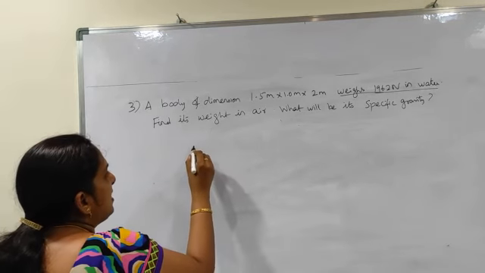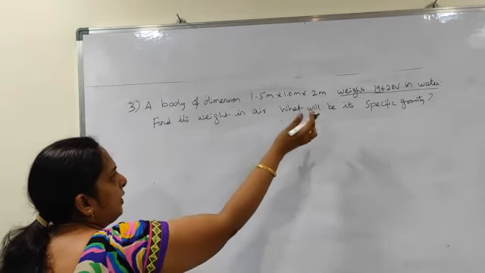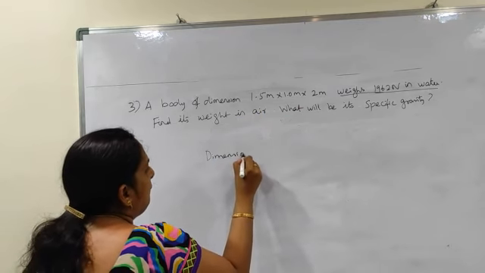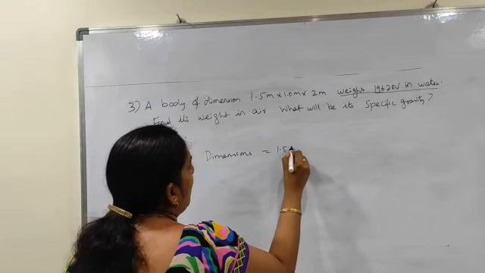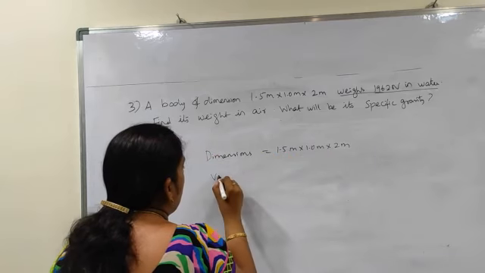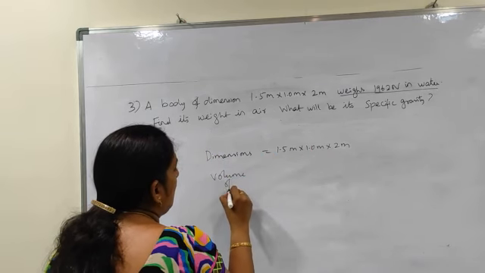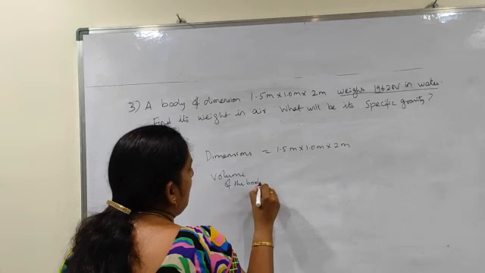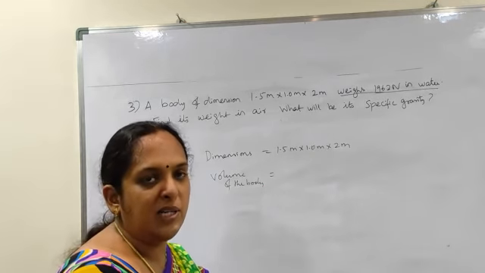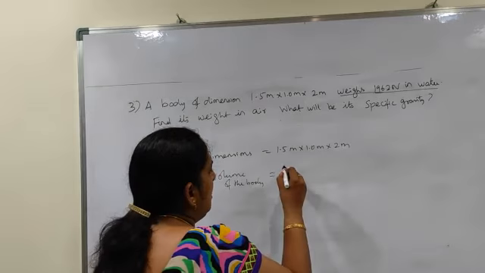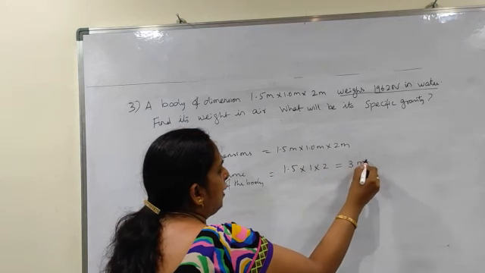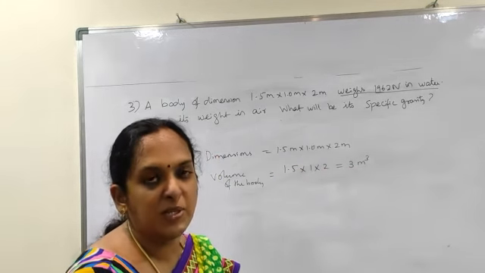So what are the dimensions they have given us? Length into breadth into height, so these are the dimensions of the body: 1.5 meter into 1 meter into 2 meter. From this you will easily be able to find the volume of the body. If you multiply 1.5 into 1 into 2, we get 3 meter cube, because volume is always expressed in meter cube.